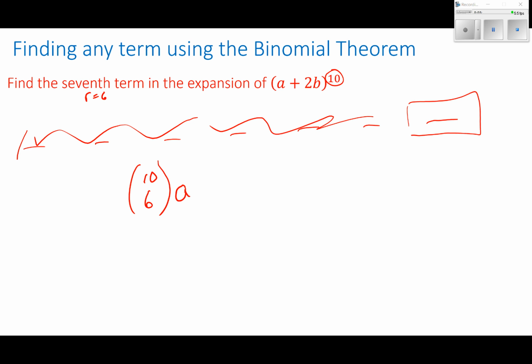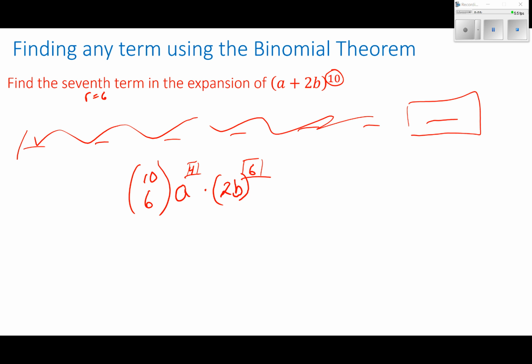a is going to be my first piece. 2b is going to be my second piece. The exponent on 2b is 6. If I know my exponents have to add up to be 10, then the exponent on a has to be 4. So 10 choose 6, a to the fourth, 2b to the sixth.